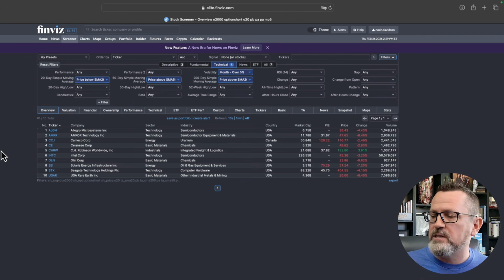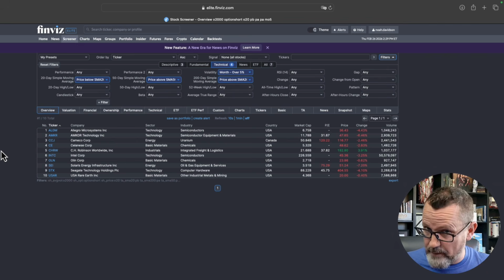And what I'm looking for is a stock in a general uptrend with higher implied volatility that's dropped in price or gone on sale. And what I'm going to be looking for in this example is high implied volatility put options, where I can sell way out of the money put options for income and cash flow.